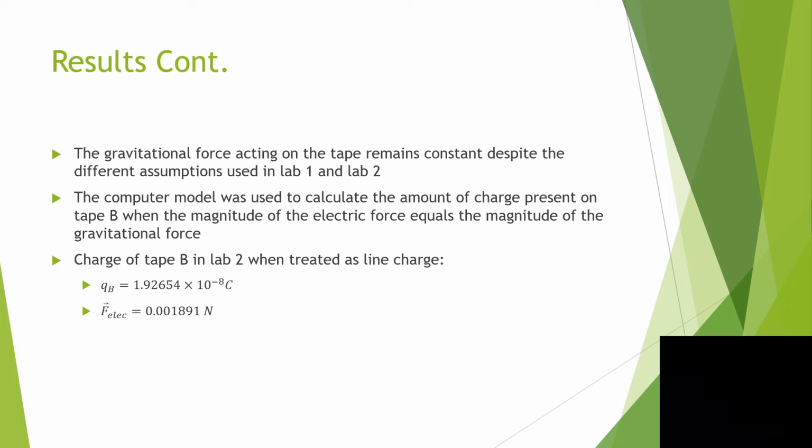After doing this, we are able to determine that when treating tape B as a line charge, the charge of the tape is 1.92654 times 10 to the negative 8 coulombs. This resulted in an electric force of 0.00189 newtons, as expected.